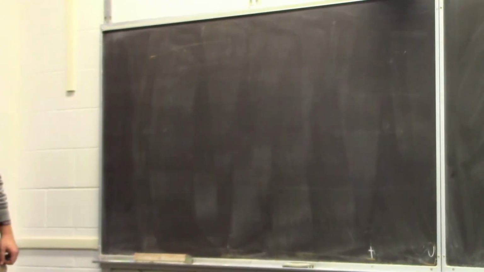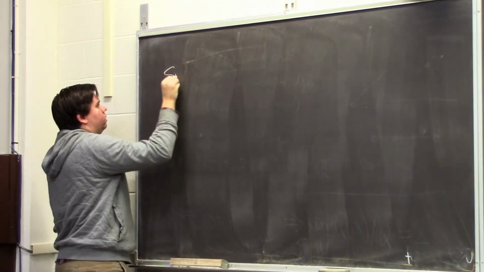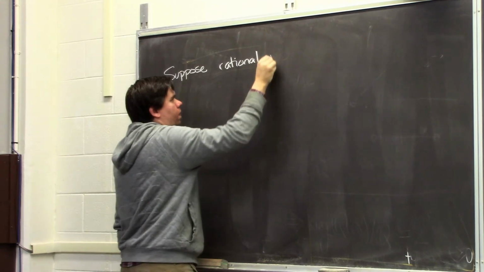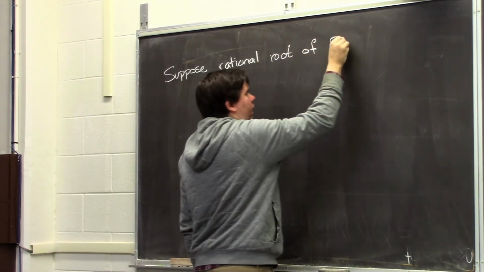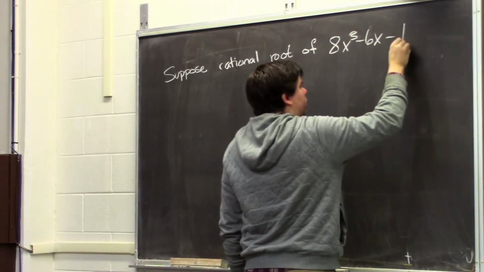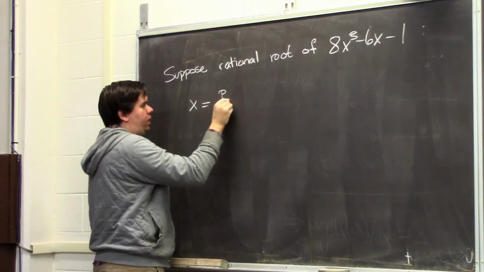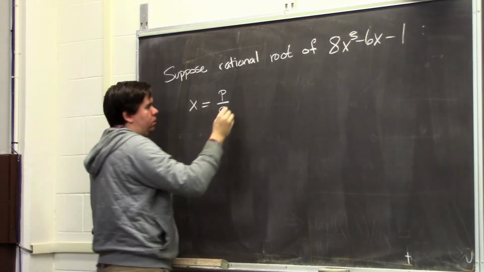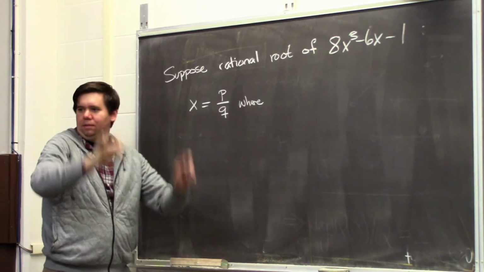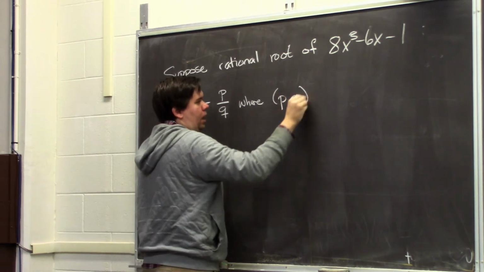My polynomial is 8x cubed minus 6x minus 1. So suppose you do have some rational root of 8x cubed minus 6x minus 1. Let's call that root p over q, where we can insist that p and q have been simplified, so they're relatively prime, where the greatest common divisor of p and q is 1.